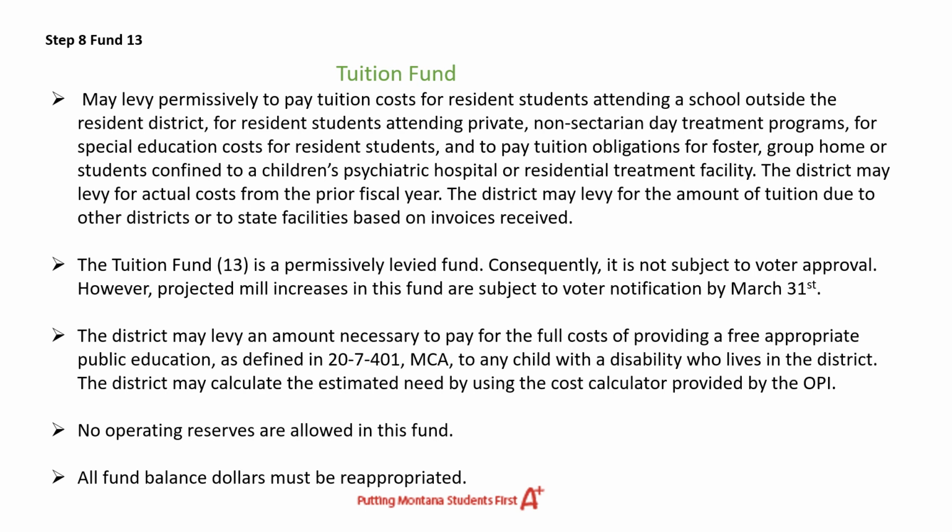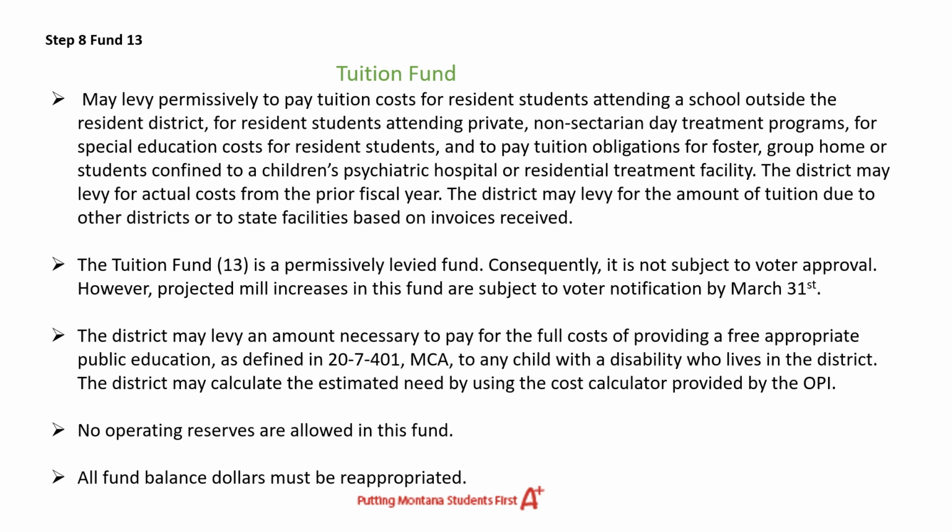The district may levy for the amount of tuition due to the other districts or to state facilities based on invoices received. The Fund 15 tuition fund is a permissively levied fund. Consequently, it is not subject to voter approval. However, projected mill increases in this fund are subject to voter notification by March 31st.